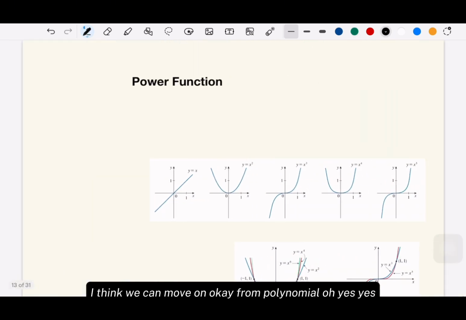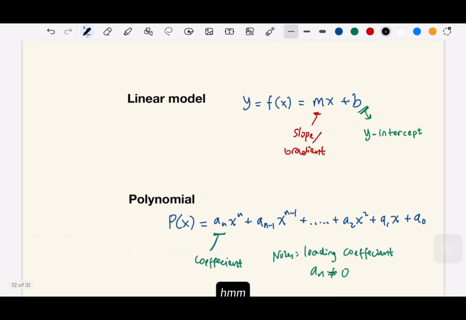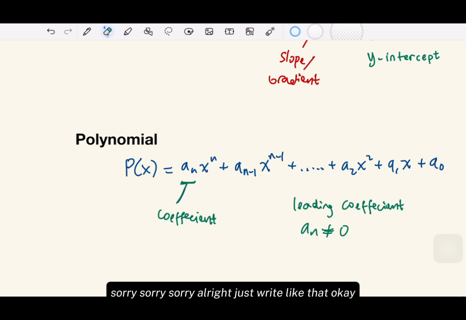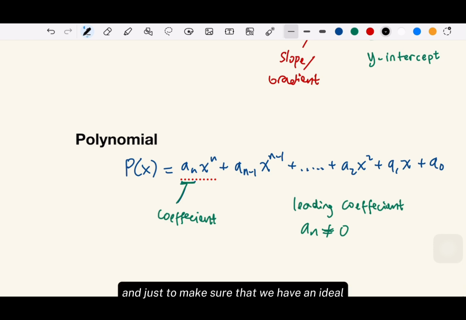Okay, from polynomial. Oh, yes. So I have a question. Yes, this one, polynomial, the leading coefficient. This one. Notes. Oh, no, sorry. Or maybe just write like that, okay? So this is called the decomposition. It's supposed to be not zero, just to make sure that we have an ideal polynomial.